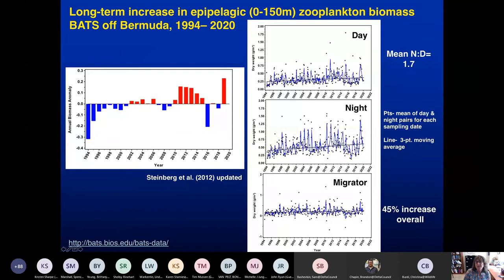You might also notice that the nighttime increase is slightly higher than the daytime increase. So if we subtract the daytime from the night, we can get a sense of what the migrators are doing. And there's actually a slight increase in the migrator biomass over time. This has all sorts of implications for things like grazing and fecal pellet production. And we'll talk about that in just a moment.